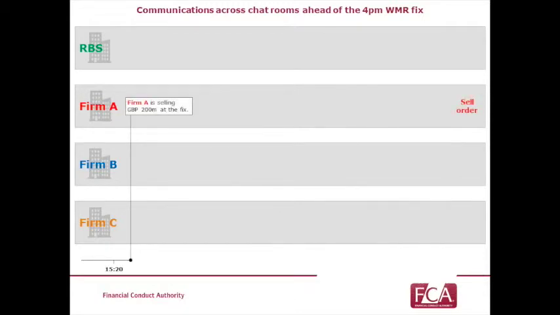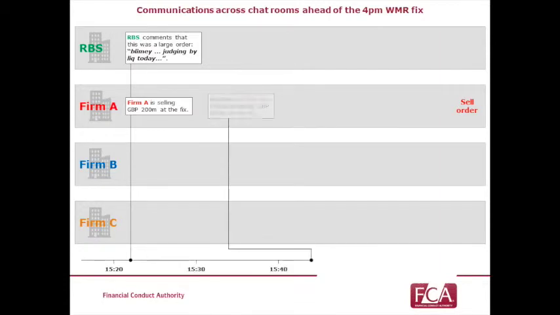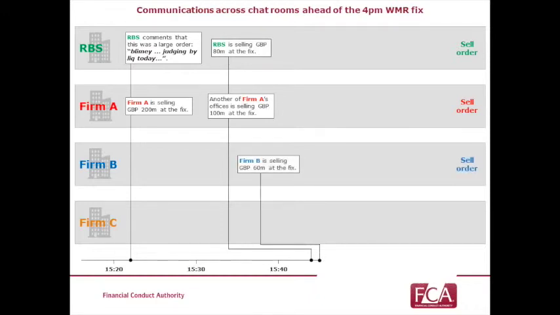Firm A is selling 200 million sterling at the fix. RBS responds, "Blimey, judging by lick today," which was an observation that this was a large order in light of the day's liquidity. Another of Firm A's offices needs to sell 100 million sterling at the fix. RBS also has 80 million to sell at the fix. Firm B needs to sell about 60 million at the fix.